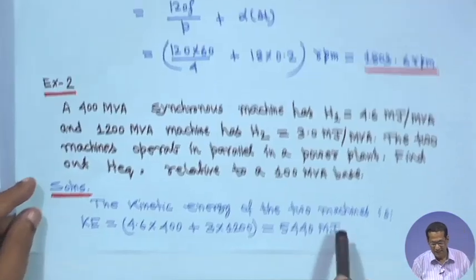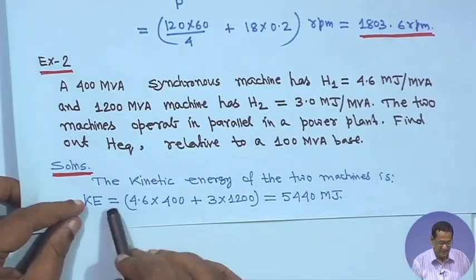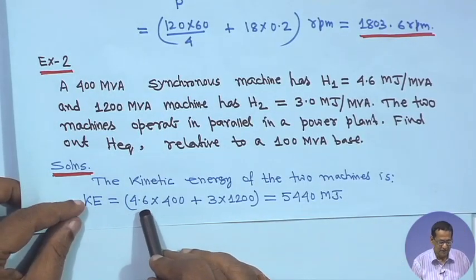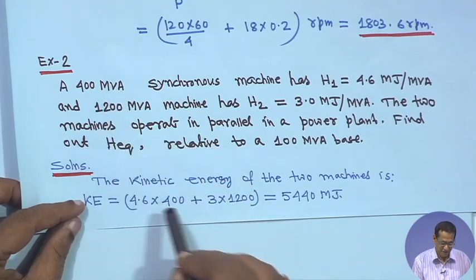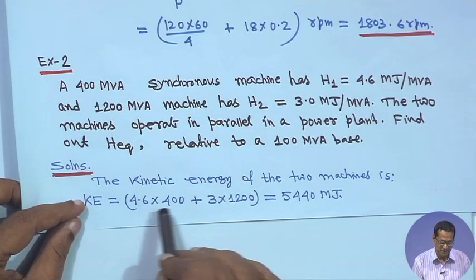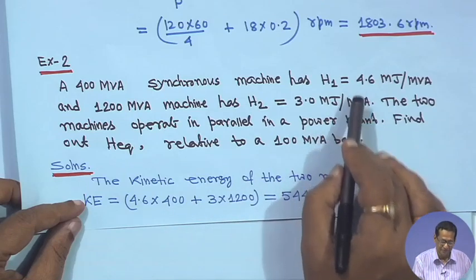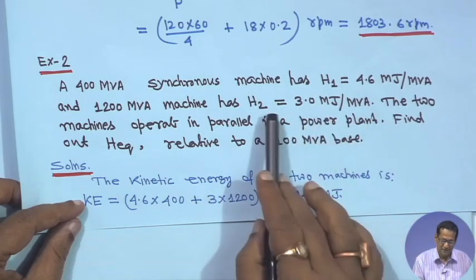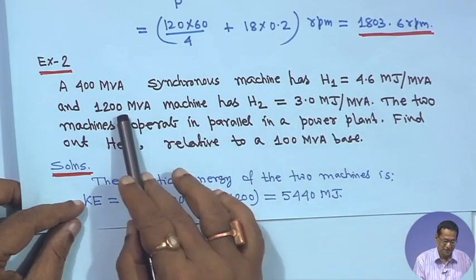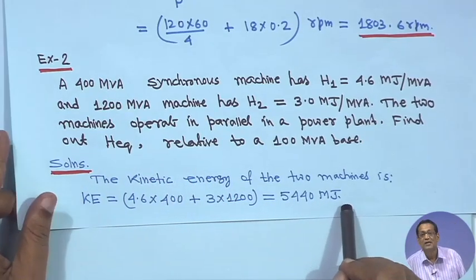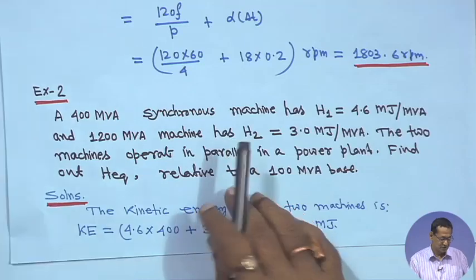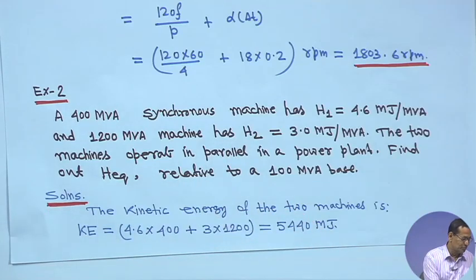So, the kinetic energy of the two machines is K equal to G1 H1, where G1 is 400 and H1 is 4.6, so 4.6 into 400, plus H2 is 3 and G2 is 1200. So, the total is 5440 megajoule. This is the kinetic energy of the two machines.